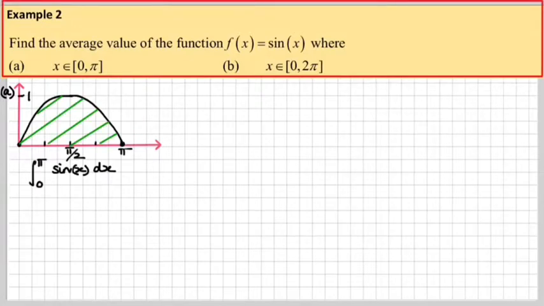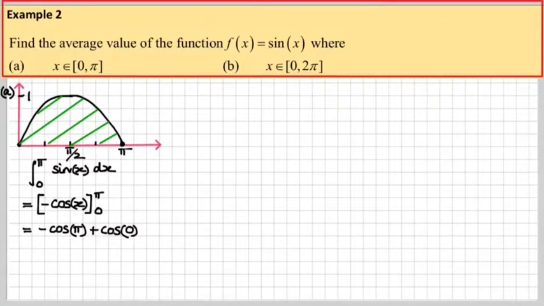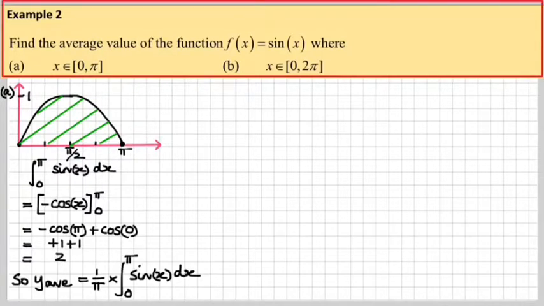There it is, okay? So we're saying there's the integral of sine x with respect to x from 0 to pi, and that would be minus cos x, and we're going from 0 to pi, and we will get minus cos pi, which will be minus minus 1, plus cos of 0, which is 1, so it looks like we're going to get 2. Yes, amazing. Therefore, y average will be 1 over the width, and the width is pi, times the integral.